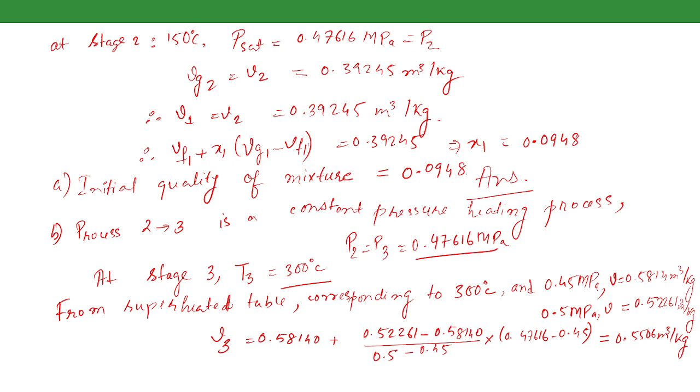Okay, so the final specific volume of the water vapor is 0.5506 meter cube per kg. This is the answer to question B.